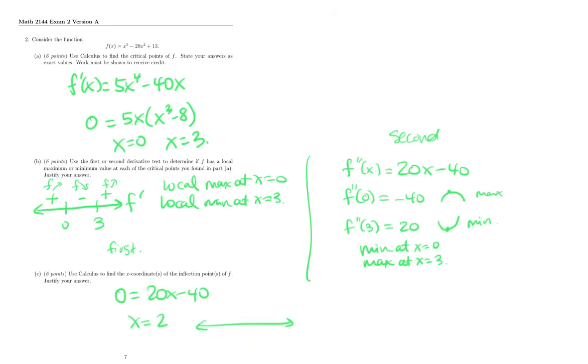And then I want to check that that is actually an inflection point. I actually did plug in values on either side. So I know that when x is greater than 2, like at 3 for instance, I get something positive. When x is less than 2, say at 0, I get something negative. So that means f is concave down here and f is concave up to the right of 2. So that actually is an inflection point, so concavity does change.